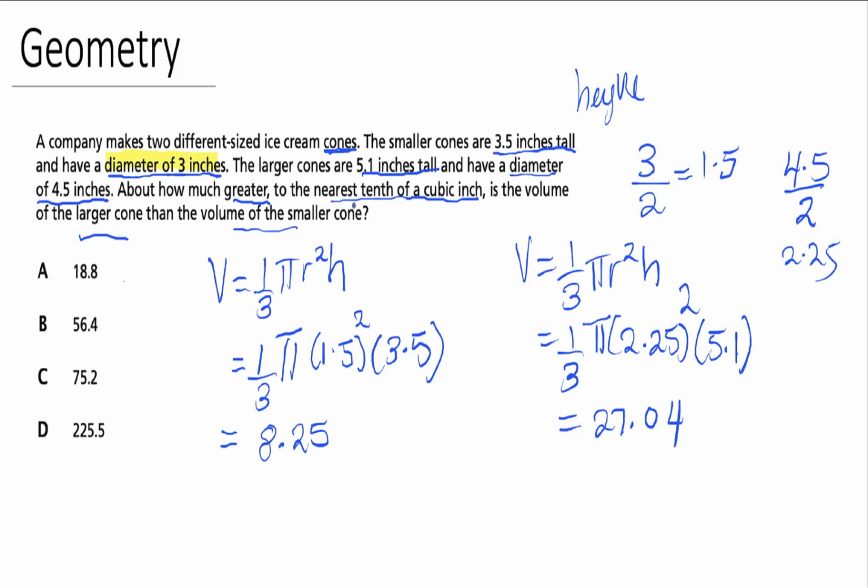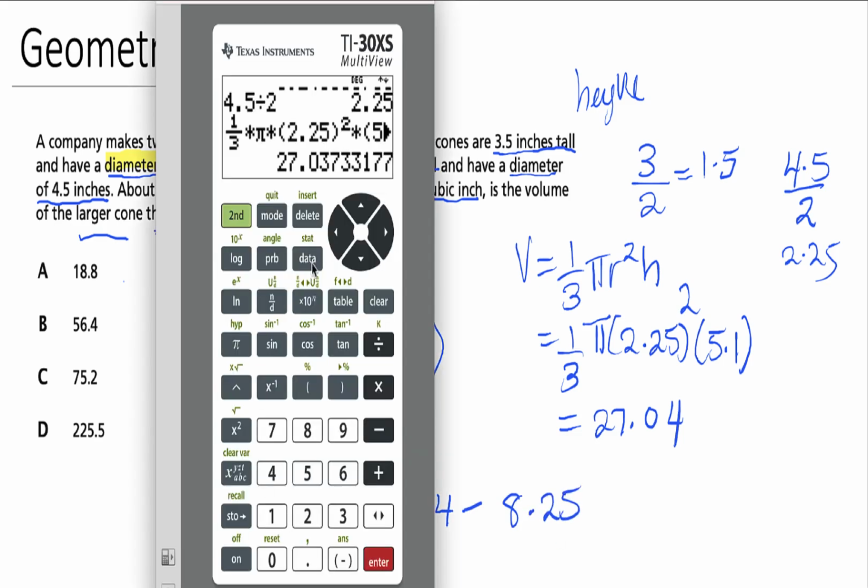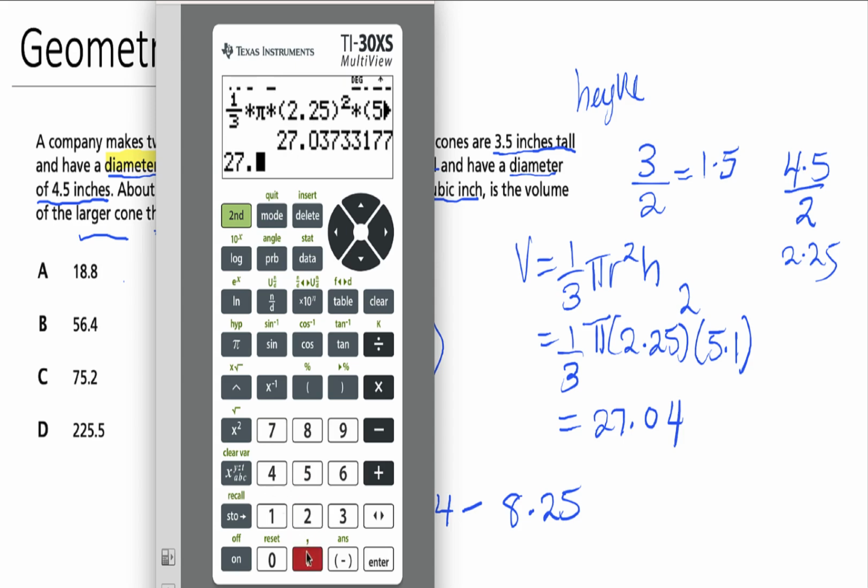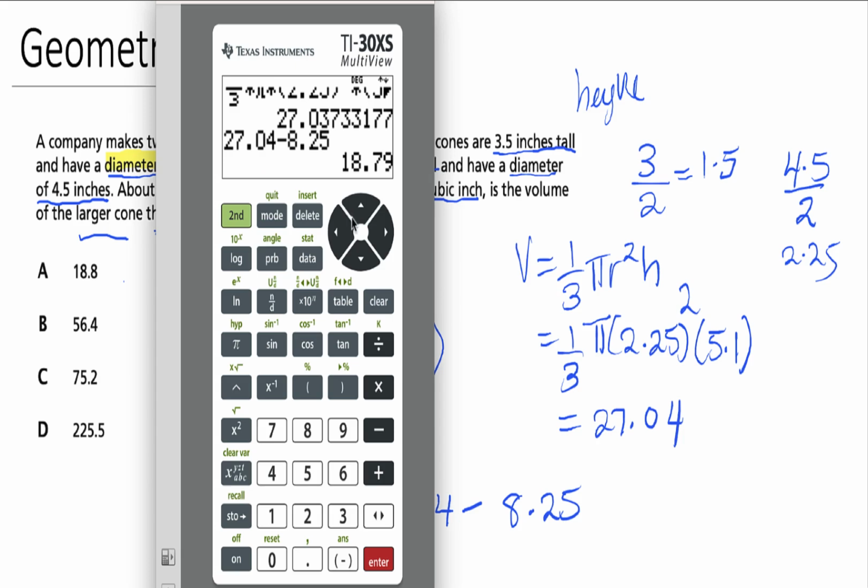They ask about how much greater to the nearest tenth of a cubic inch is the volume of the larger cone than the volume of the smaller cone. Now, because of that word than and how much greater, that's telling us to subtract. So we're going to take 27.04 and subtract 8.25. Let's get our calculator. This is a lot of calculations, so you're going to need your calculator. We get a value of 18.79.